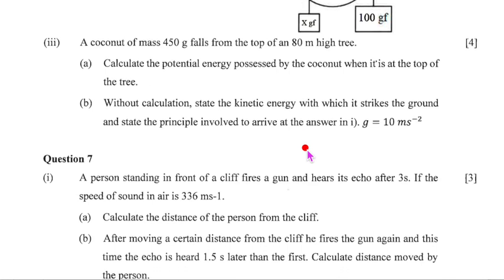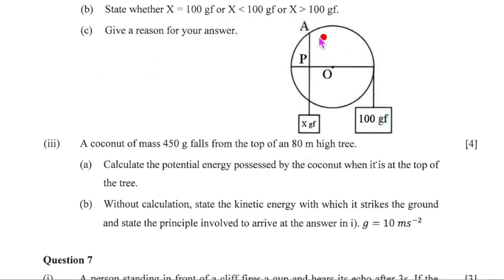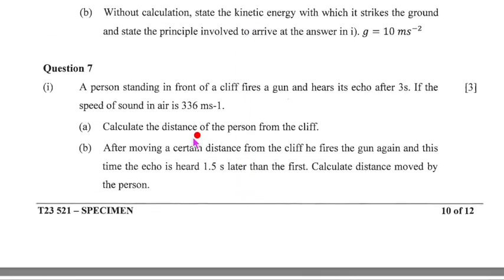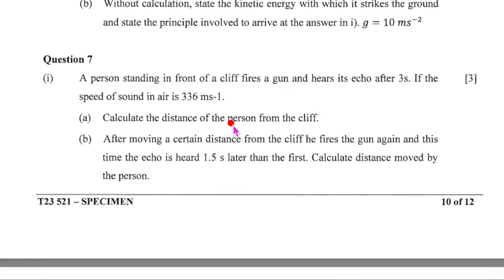So this is also doable. So the only doubt could be this. So let us see if we can find another question which is easier. Question number 7. A person standing in front of a cliff fires a gun, hears the echo after 3 seconds, and the speed of sound in air is given like so. Calculate the distance of the person from the cliff.